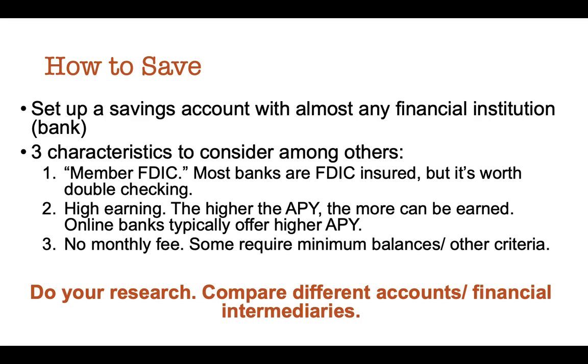High earning: you want the account to have a higher APY. That way, more money can be added on year over year. Typically, an online bank is going to offer a higher APY than something with a retail storefront for you to walk into. The reason for that is that an online bank doesn't have a building to maintain, rent to pay, light bills to pay, or employees to run the store to pay, and that's why they typically offer a higher APY.